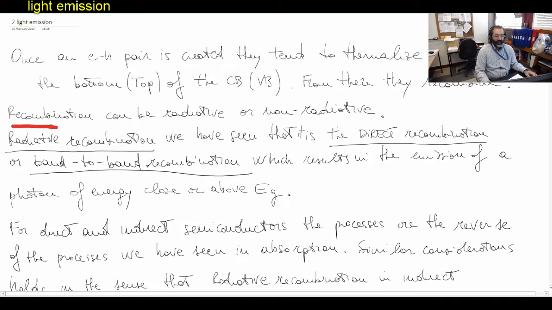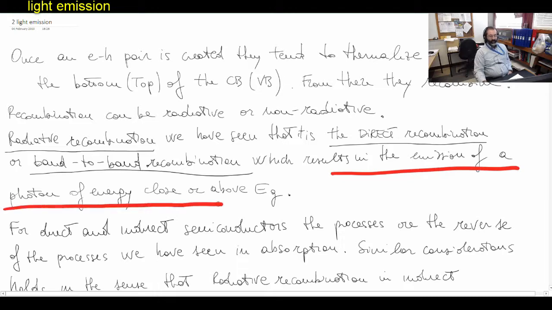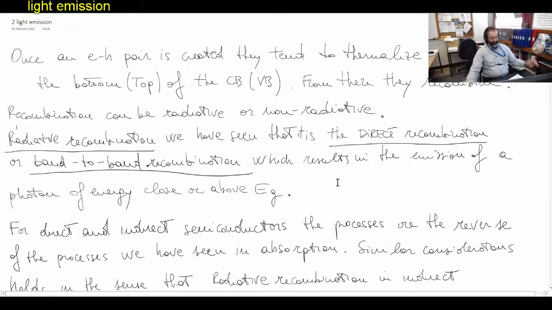recombination will be radiative, or could also be non-radiative, as we explained. And radiative recombination, as we have seen, is the one that comes from a direct recombination process, so a band-to-band recombination, as we described yesterday. And this will result in the emission of a photon of energy close to or just a little bit above the band gap energy of the semiconductor. So that is, in a nutshell, how light emission takes place.